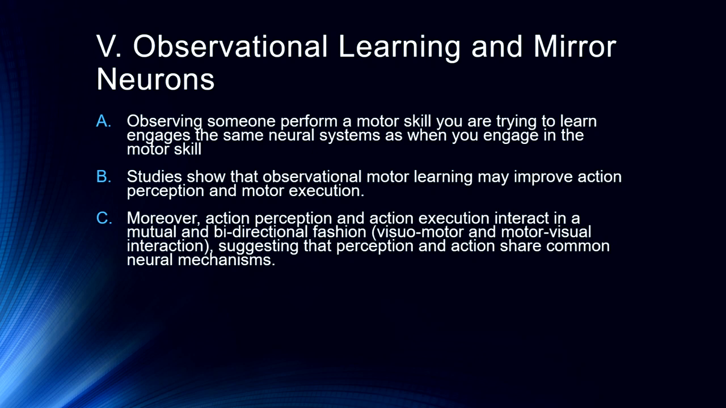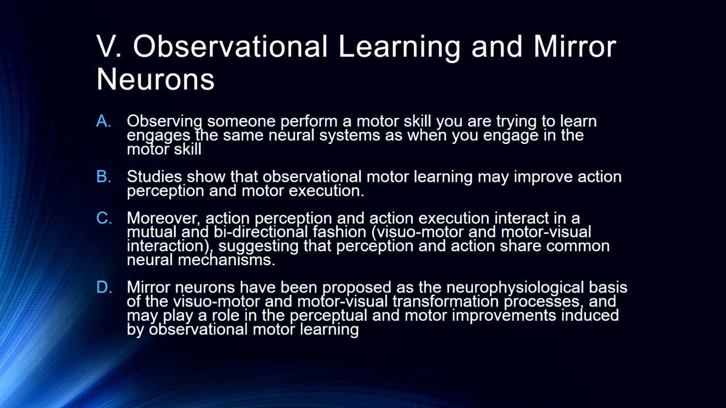Moreover, action perception and action execution interact in a mutual and bidirectional fashion. That is, visual-motor and motor-visual interactions occur in both directions, suggesting that perception and action share common neural mechanisms. And finally, it's mirror neurons. Mirror neurons are an important part of what we're going to be talking about when we get to emotion in particular, because our ability to understand facial expressions probably relies on mirror neurons as well.